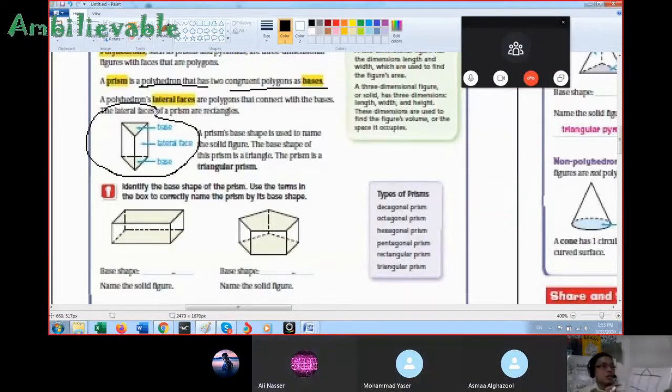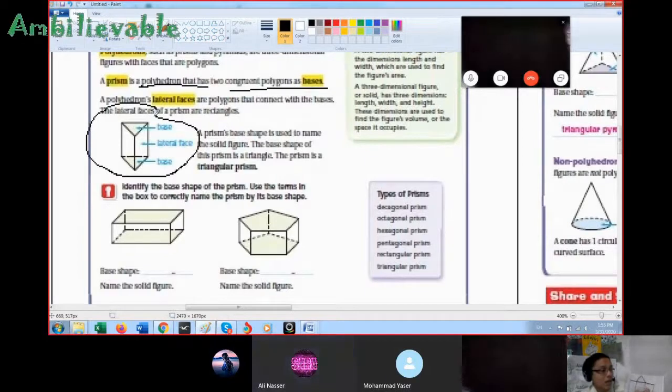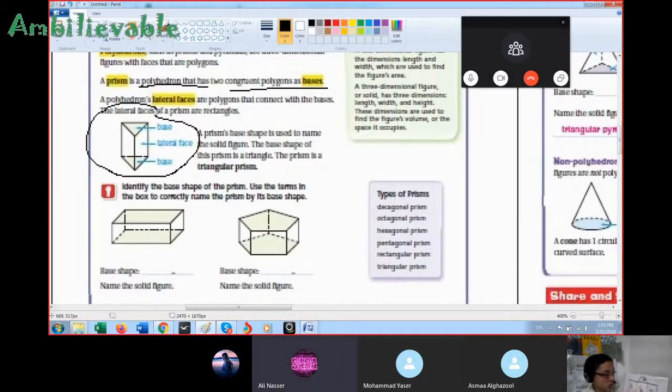Now, I'm going to write it. Lateral faces. These are your bases. And this name is what we call a triangular prism. Triangular prism. Mister, what is the base shape?